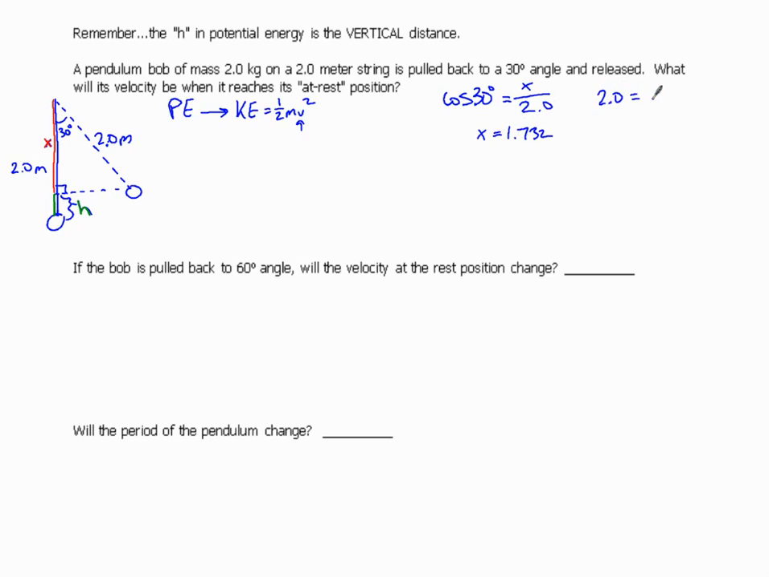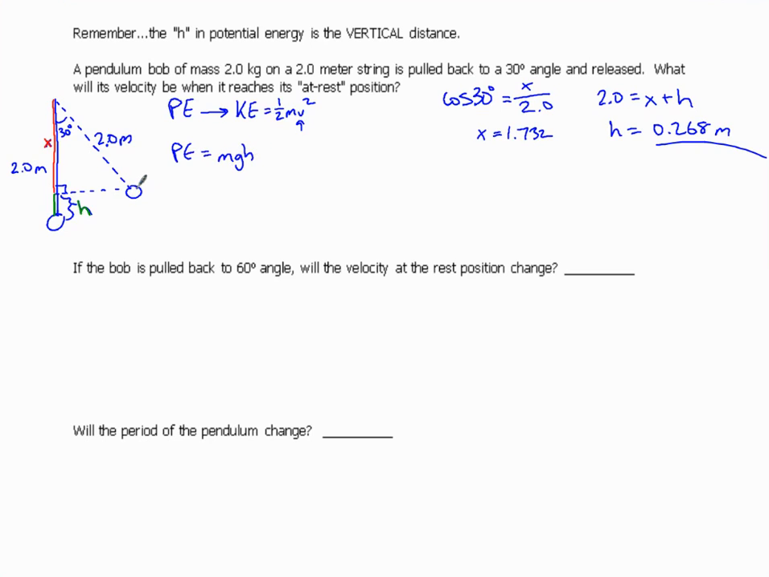Here's the length of the string, and it is the sum of X and H. And when we solve for H, we end up with 0.268 meters. So we've increased the height of this pendulum bob by 0.268 meters. And this is the number that we're going to need when we calculate our potential energy.